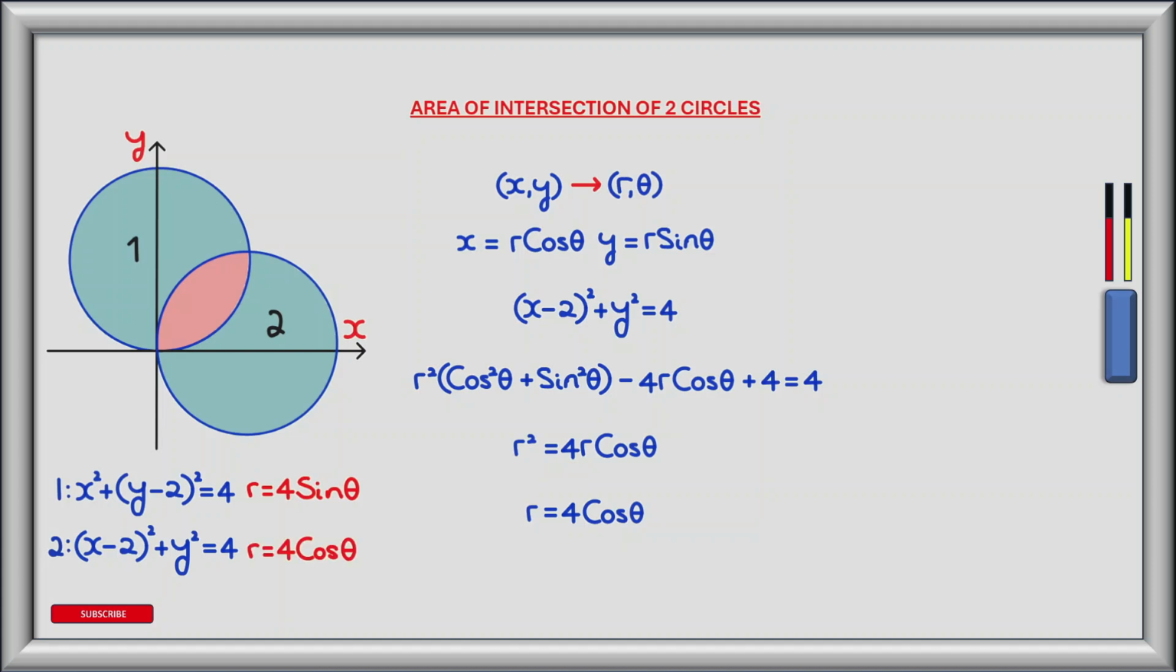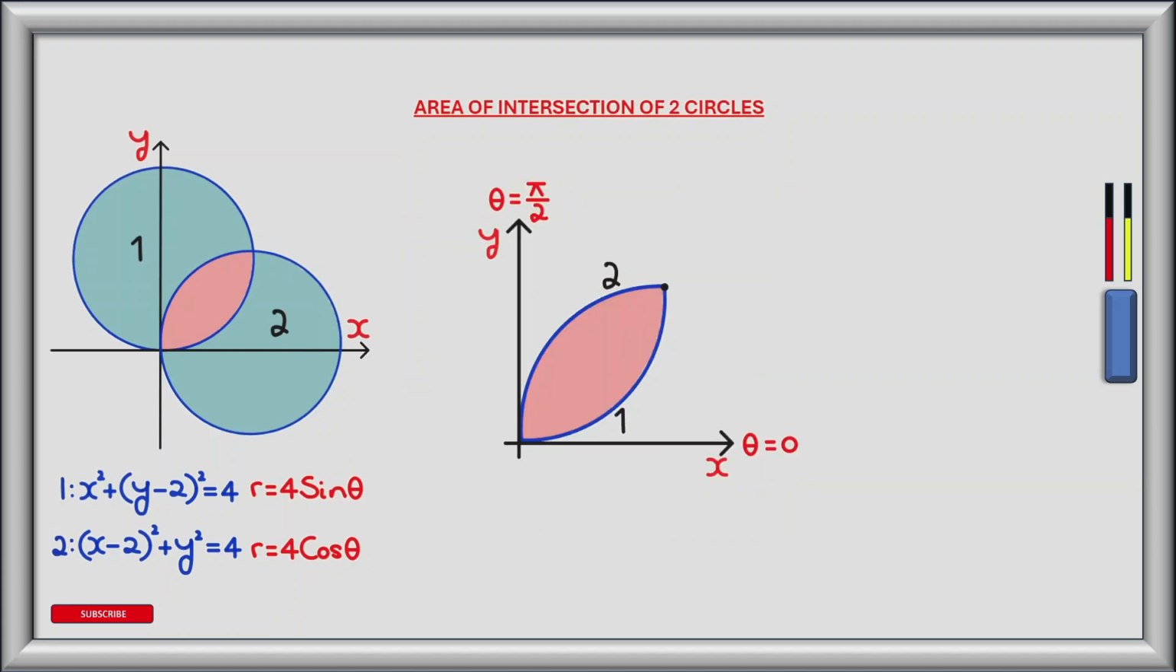Now that we've found the radial distance r of each of the circles, let's look at the behaviour of r as we use it to compute the region shown in red. As r rotates in a counterclockwise direction from theta equals 0 to theta equals pi by 2, theta being the angle r makes with the x-axis, the radial distance from the origin is first determined by circle 1. When circle 1 intersects with circle 2 at some angle of theta, the radial distance from the origin is then determined by circle 2 until the area is complete.